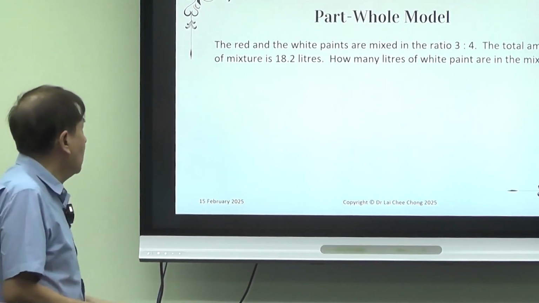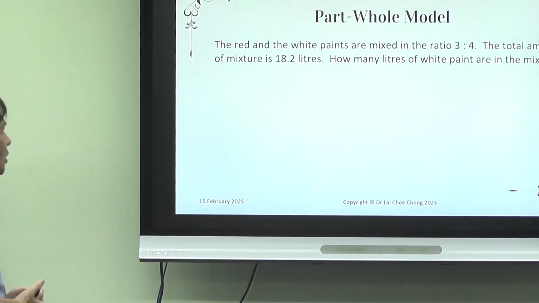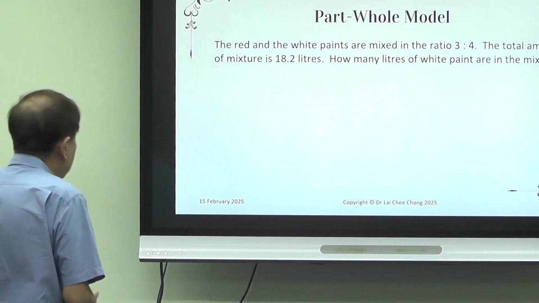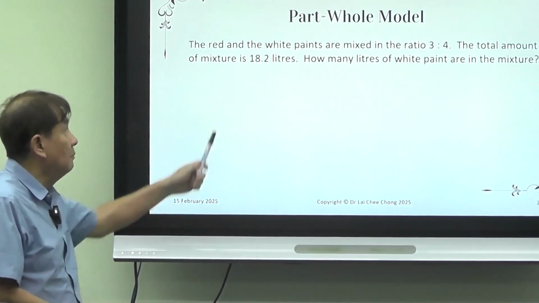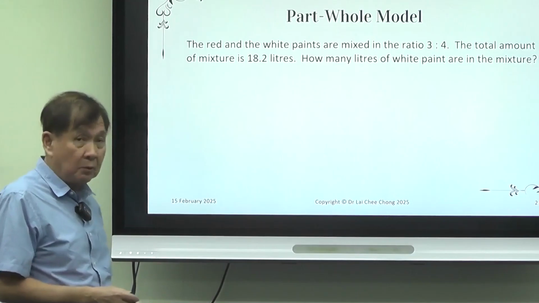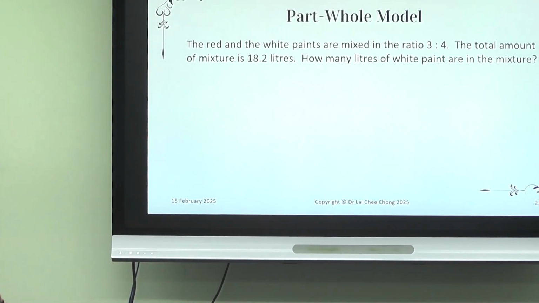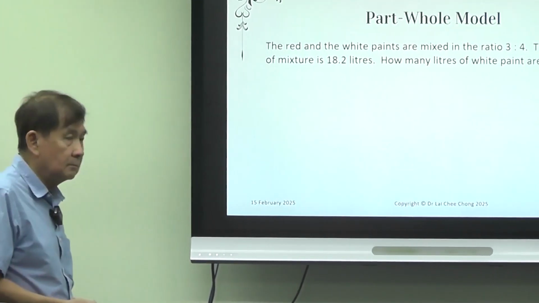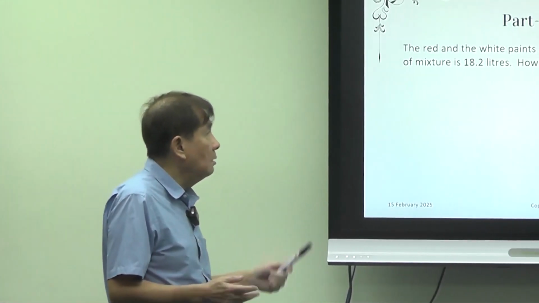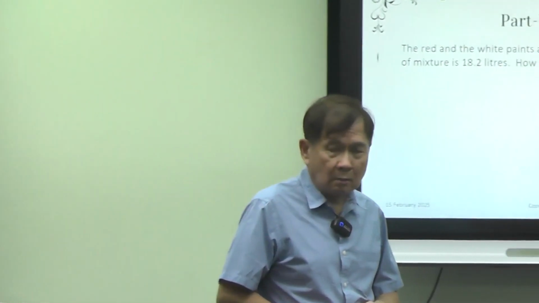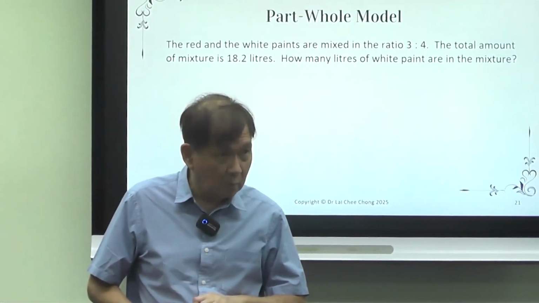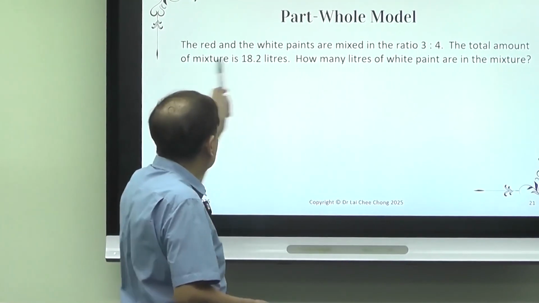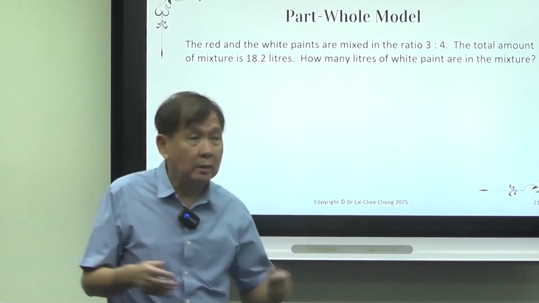Now, look at this question. The red and the white paints are mixed in the ratio of 3 to 4. The total amount of mixture is 18.2 liters. Oh, here I've got decimal numbers already, by the way. Watch out. 18.2. How many liters of white paint are in the mixture? Now, in this question, I must find the part or the whole. The whole, no? I know the whole already, right? What's the whole? The total amount of the mixture is 18.2 liters. I know the quantity already.